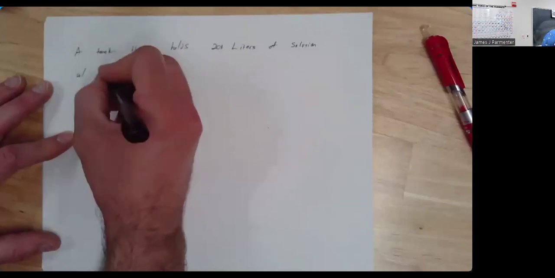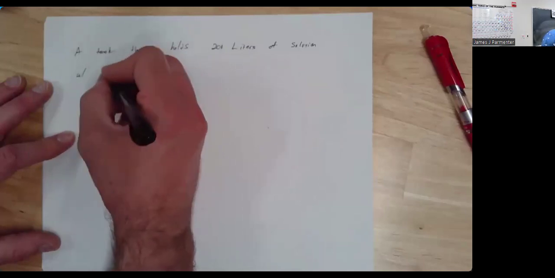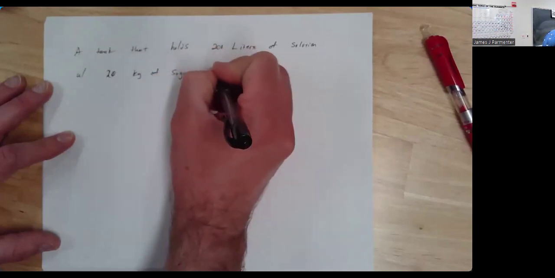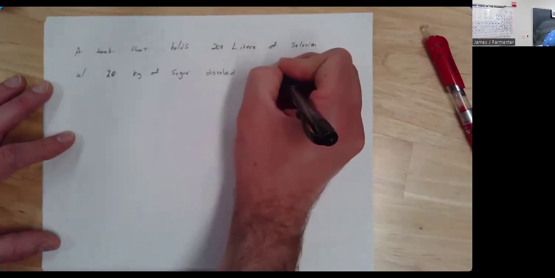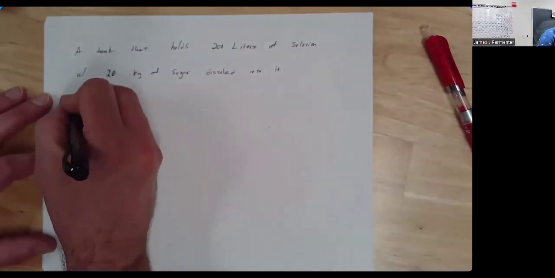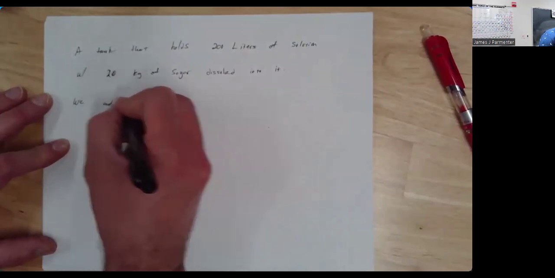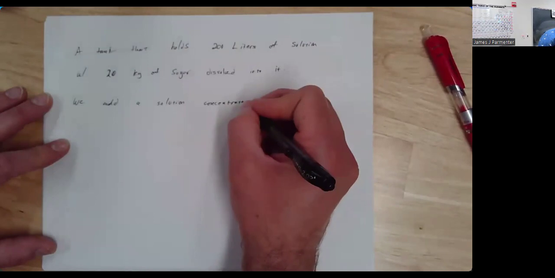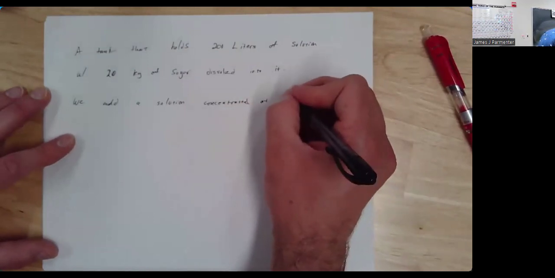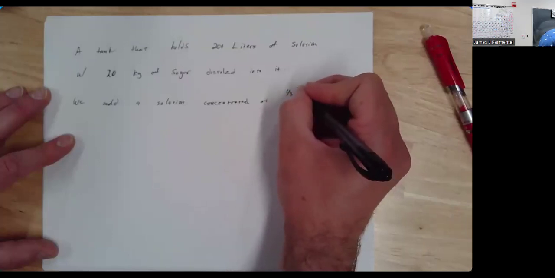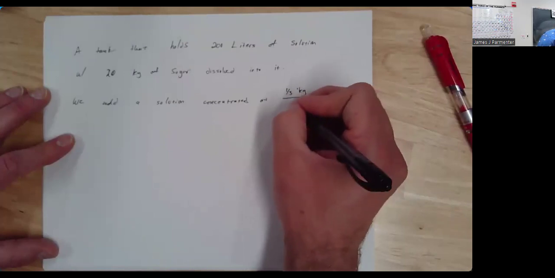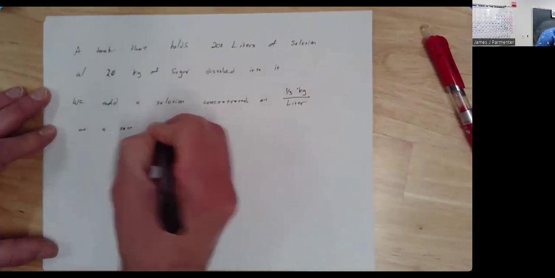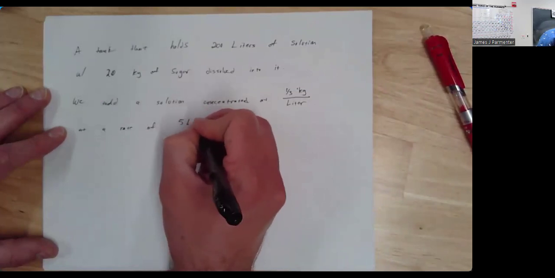With 20 kilograms of sugar dissolved into it, we're going to add a solution concentrated at, let's say, a third of a kilogram of sugar per liter, at a rate of 5 liters per minute.